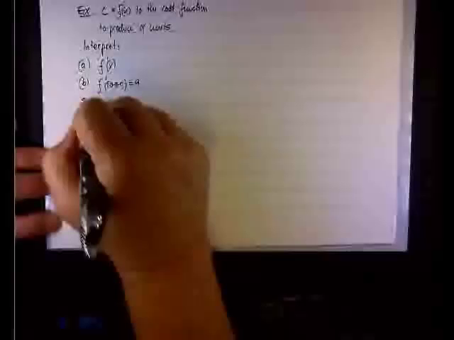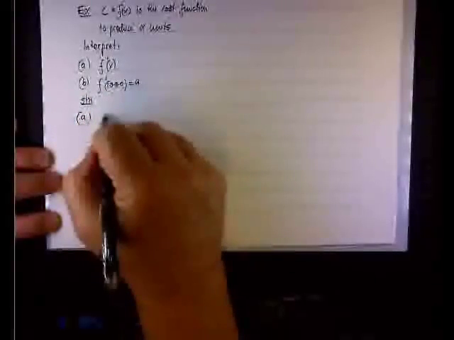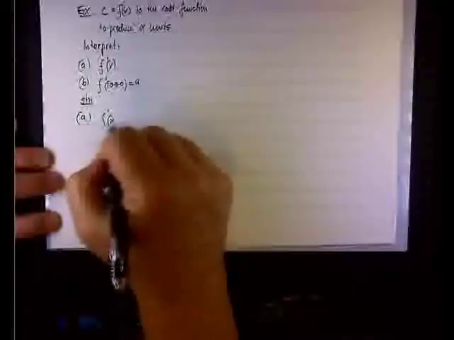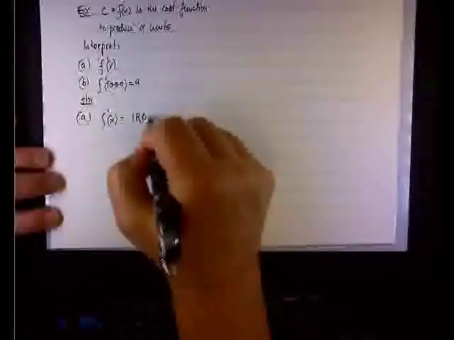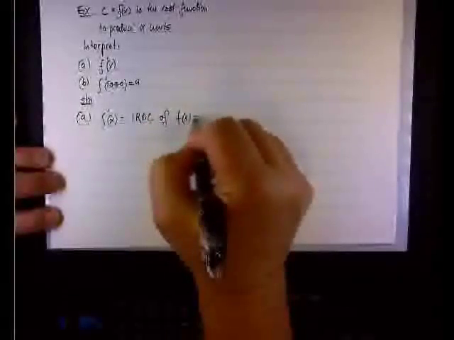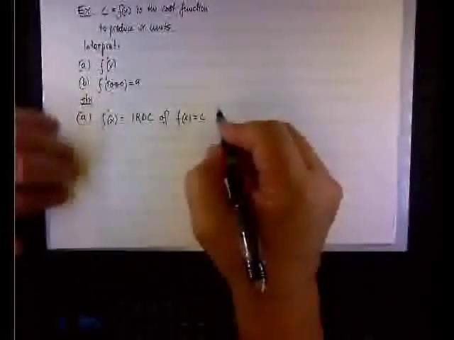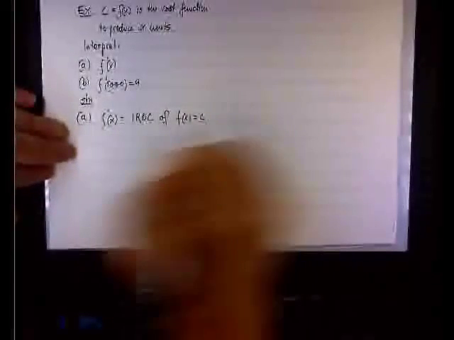The solution, let's go with part A. What is f prime of x? Well, we saw on the previous page that it was the instantaneous rate of change of f of x, which is the cost function. So what is the instantaneous rate of change of cost?